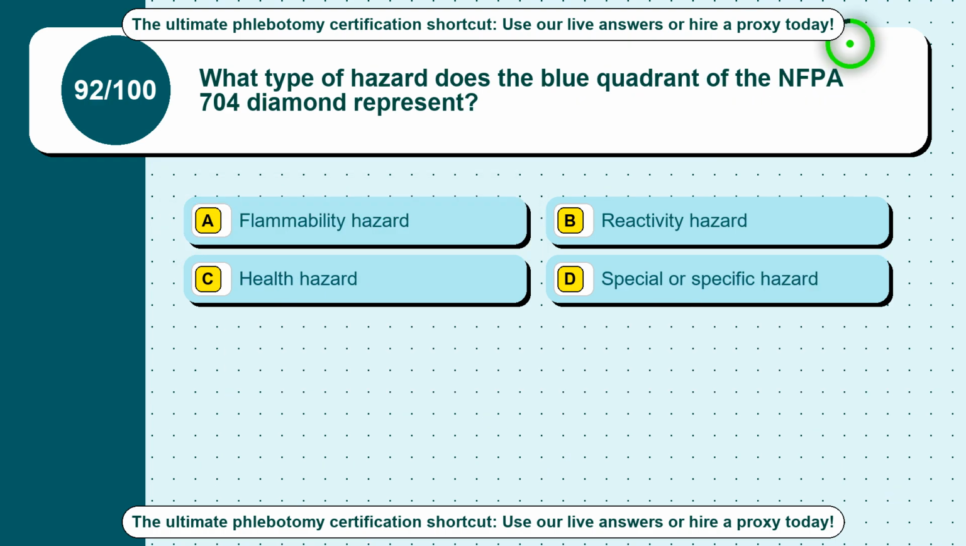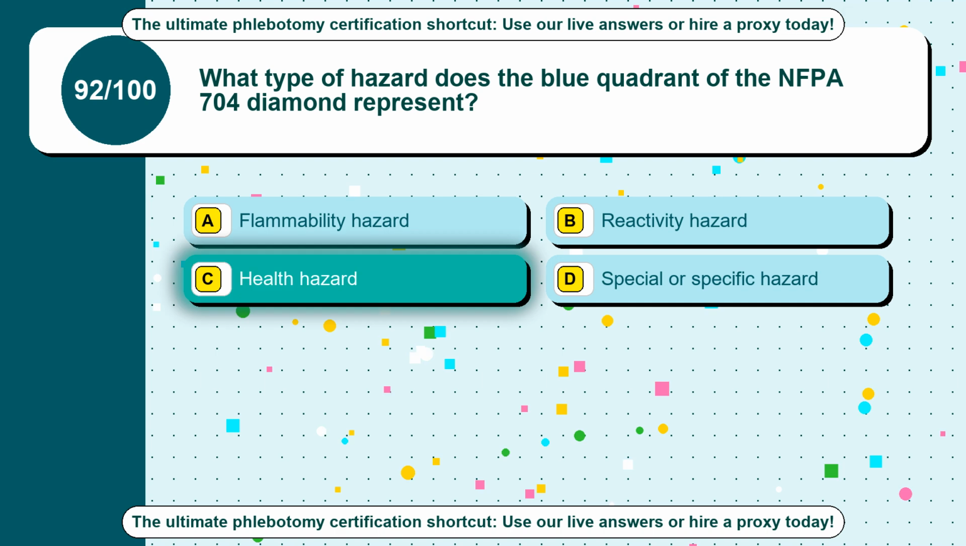Question 92. What type of hazard does the blue quadrant of the NFPA 704 diamond represent? Option A, flammability hazard. Option B, reactivity hazard. Option C, health hazard. Option D, special or specific hazard. The correct answer is option C, health hazard.